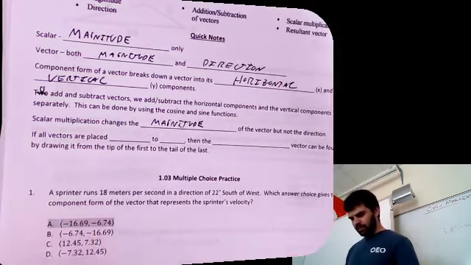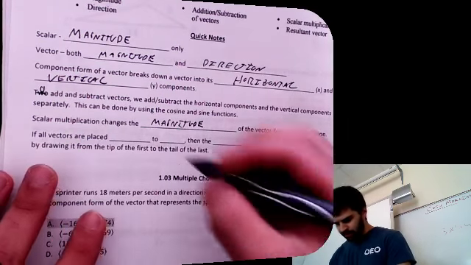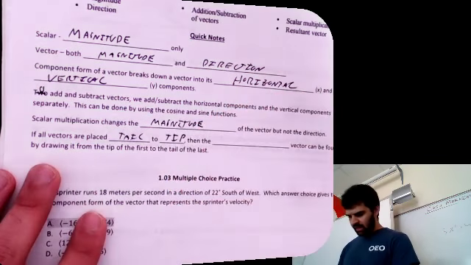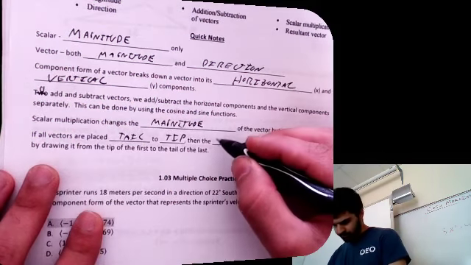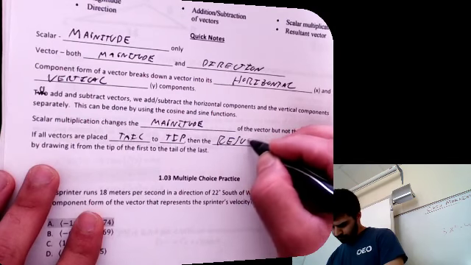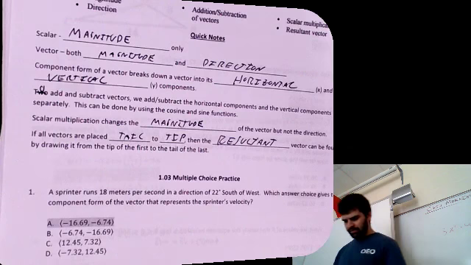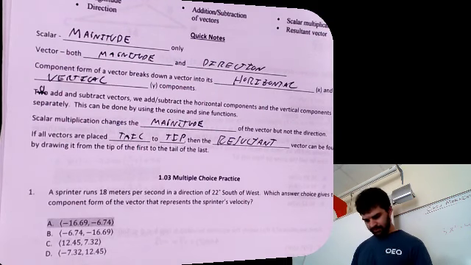And if all vectors are placed tail to tip, then the resultant vector can be found by drawing it from the tail of the first to the tip of the last.